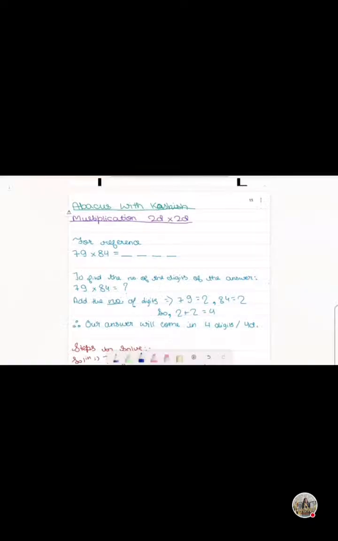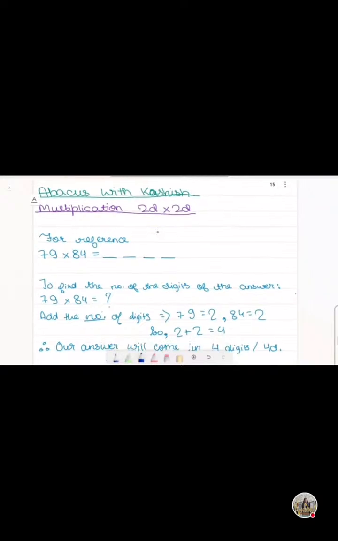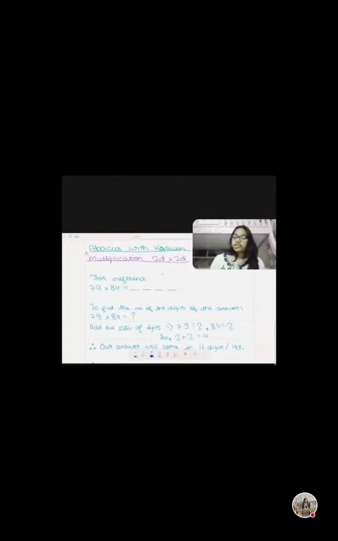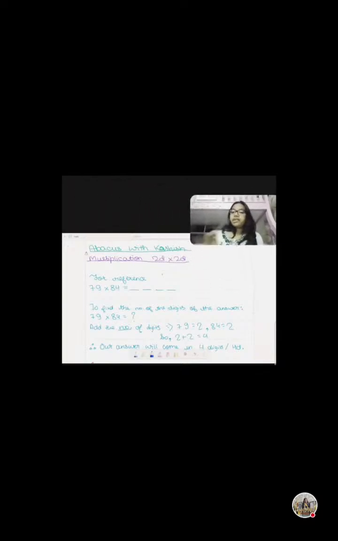Yes, ma'am. Okay. So as the heading says, we are going to start with multiplication. 2-digit multiplied by 2-digit. So for reference, I have taken a question here that is 79 multiplied by 84. So this is a 2-digit multiplied by 2-digit. Obviously, you can see that.